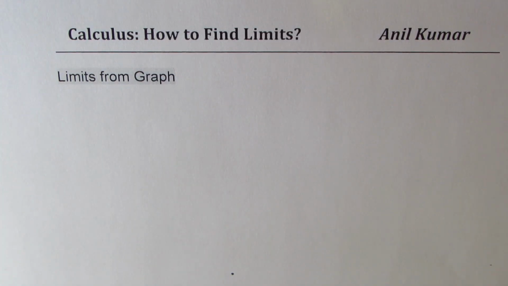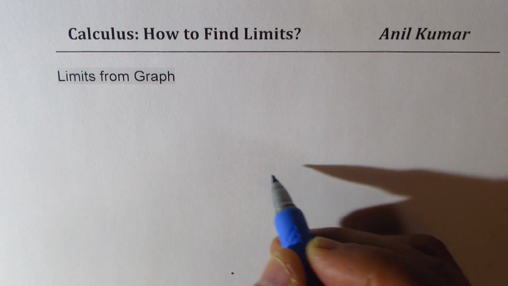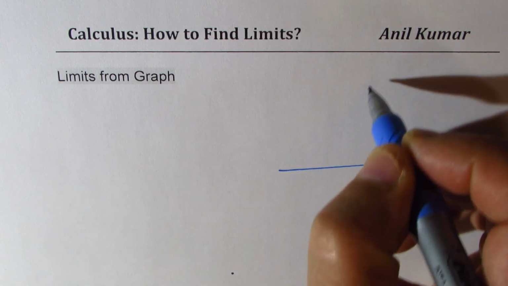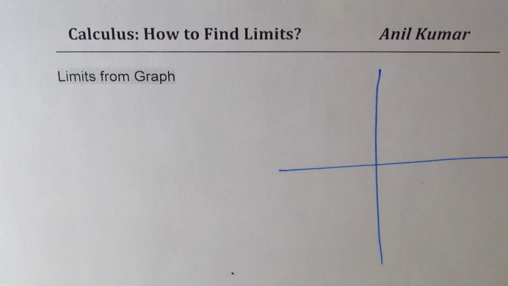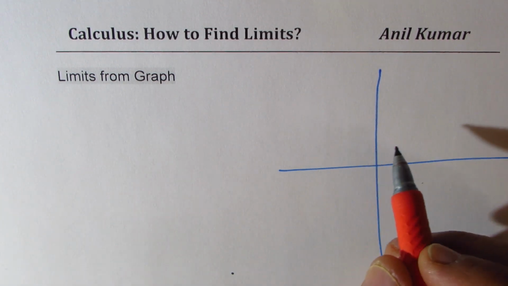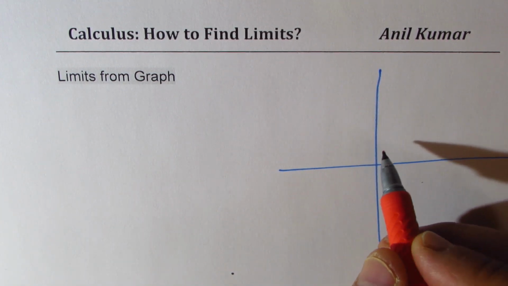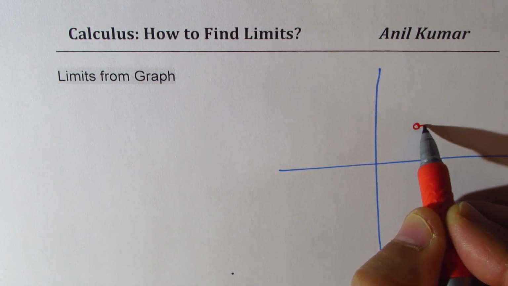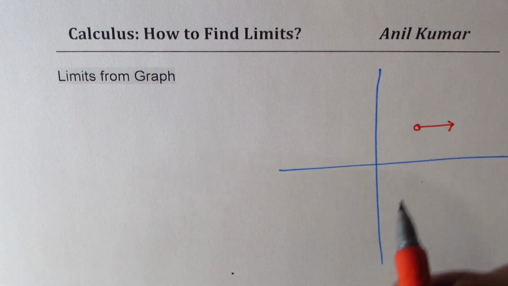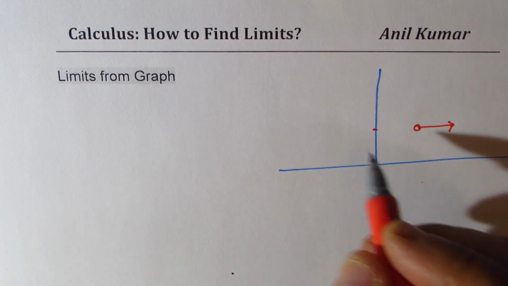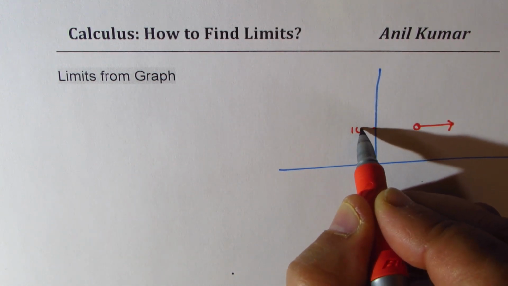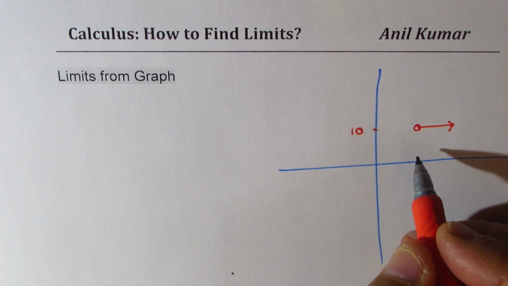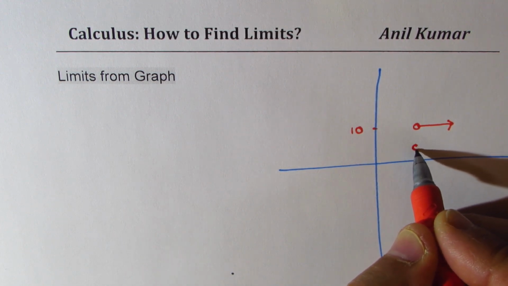Now let us see how to find limits from a graph. So I'll just sketch a graph here and then we'll find limits at different points. So let's have a combination of a few functions in this graph. Let's say this is a hole and it's going right like this. And this point will just give some value. Let's say it is 10. And then we have another function which is kind of like this.